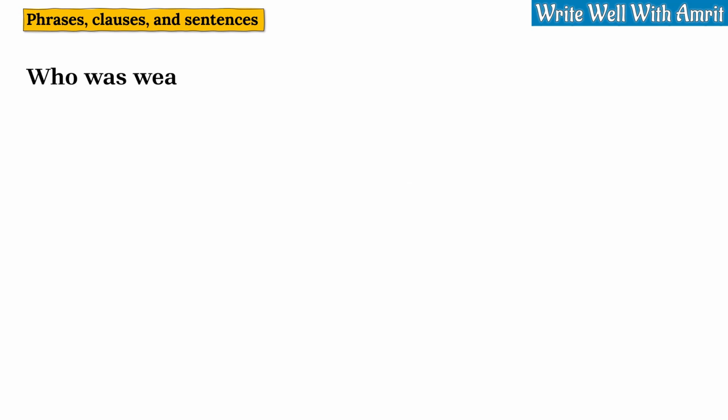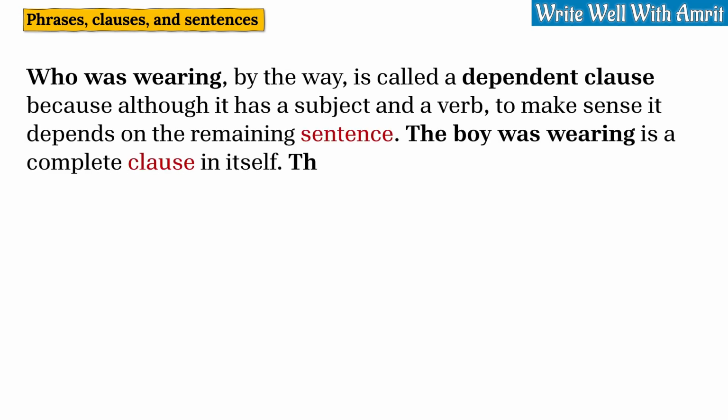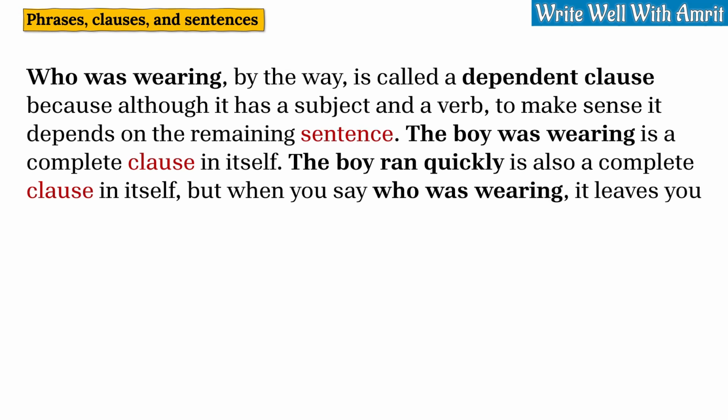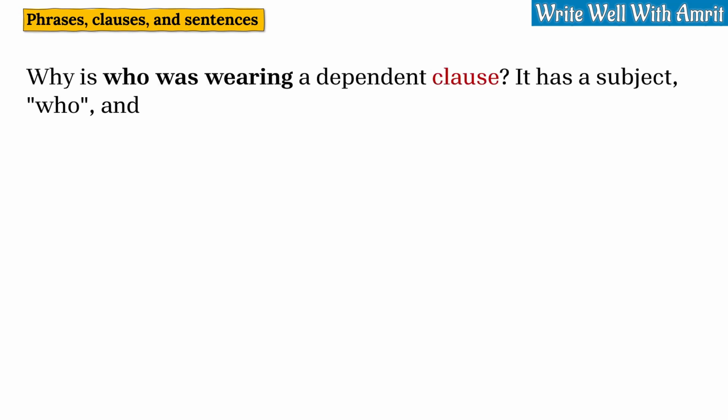A sentence can have multiple clauses as long as every clause has a subject and a verb. Who was wearing, by the way, is called a dependent clause because although it has a subject and a verb, to make sense it depends on the remaining sentence. The boy was wearing is a complete clause in itself. The boy ran quickly is also a complete clause in itself, but when you say who was wearing, it leaves you hanging.